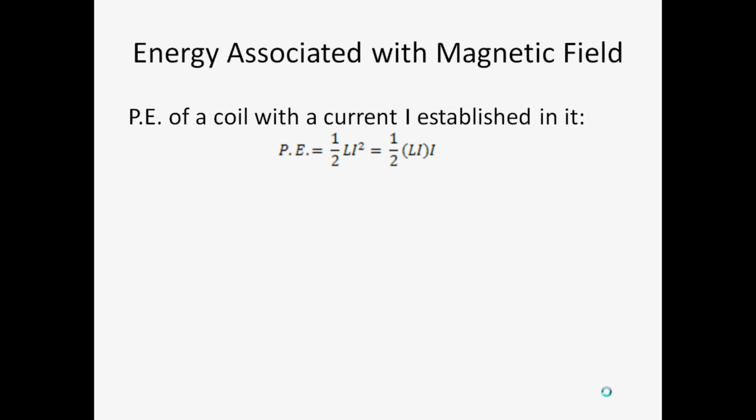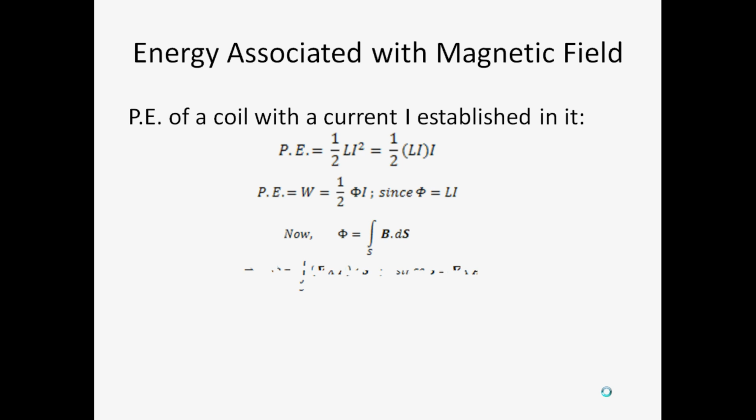So now we are going to derive the expression for the energy density associated with a magnetostatic field. We start with the expression for the potential energy, that is PE equal to half Li square, or half Li times I. PE can be expressed as half phi I, where phi is the magnetic flux linked with the coil, which is expressed as Li. Now phi can also be expressed as the surface integral of the magnetic field over the surface S enclosed by the coil C.